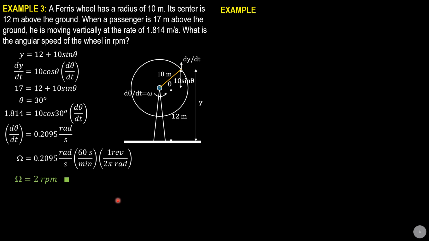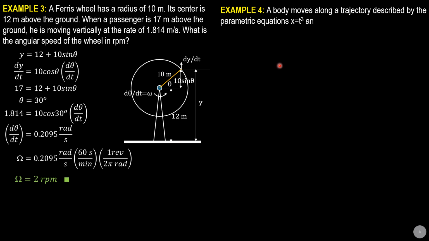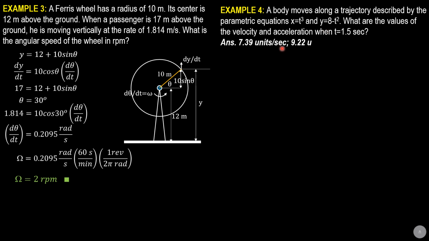Then for the next problem, still on time rates, a body moves along a trajectory described by the parametric equations x equals t cubed and y equals 8 minus t squared. What are the values of the velocity and acceleration when time is 1.5 seconds? So to solve for the velocity magnitude and acceleration when time equals 1.5 seconds, first, x is t cubed.